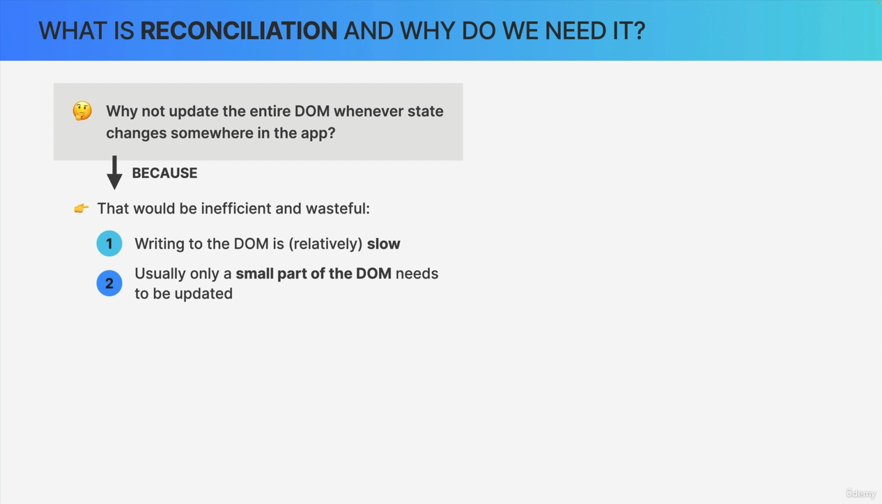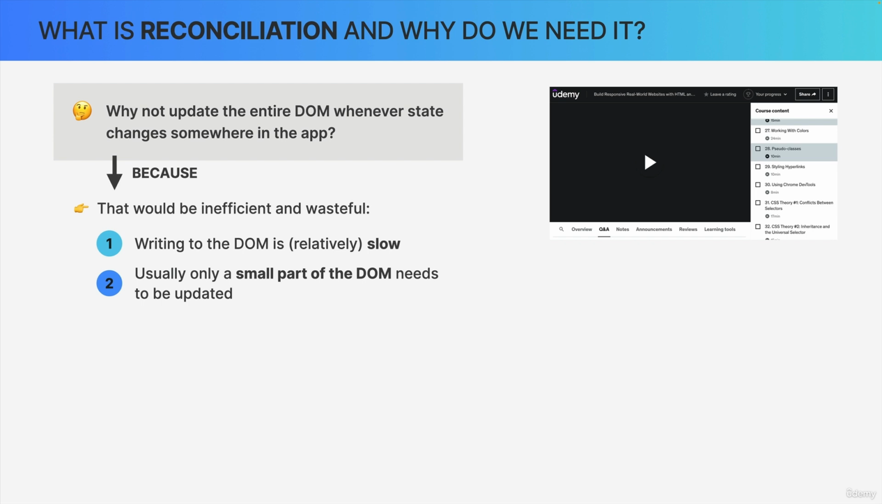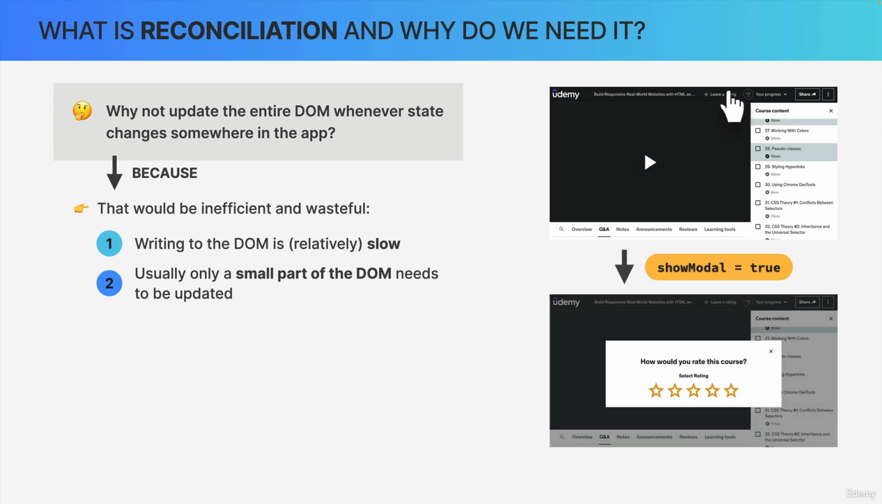Now, of course, on the initial render, there is no way around creating the entire DOM from scratch, but from there on, doing so doesn't make sense anymore. So, imagine that you have a complex app like Udemy.com, and when you click on some button there, then show modal is set to true, which in turn will then trigger a modal to be shown. So in this situation, only the DOM elements for that modal need to be inserted into the DOM, and the rest of the DOM should just stay the same. And so that's what React tries to do.